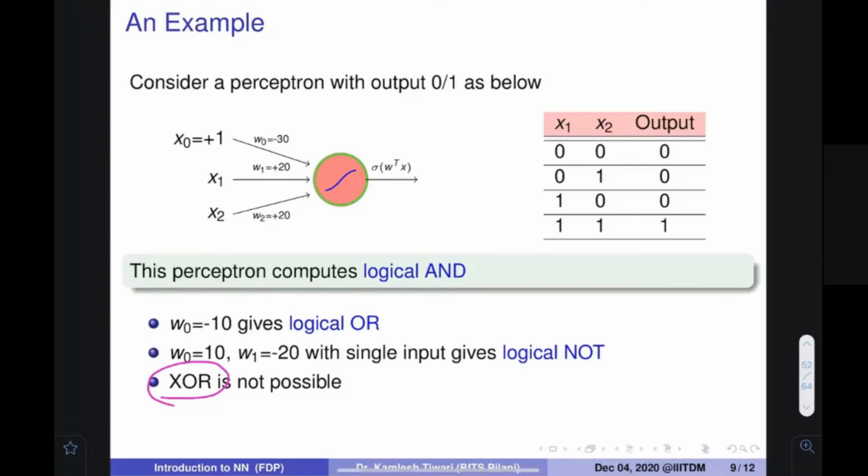Why is XOR not possible? Let's assume this is the scenario: 0, 0 gives 0; 0, 1 gives 1; 1, 0 gives 1; 1, 1 gives 0. In XOR, these values are positive, so you cannot draw a single line to find the decision boundary. XOR is not possible with a single perceptron, but you know that by combining these things, you can find the XOR.